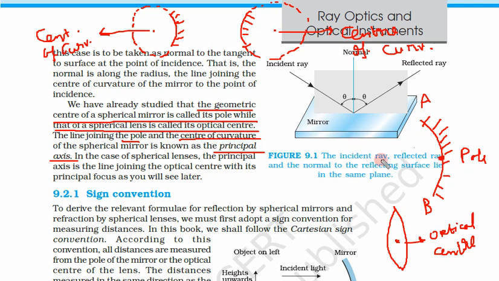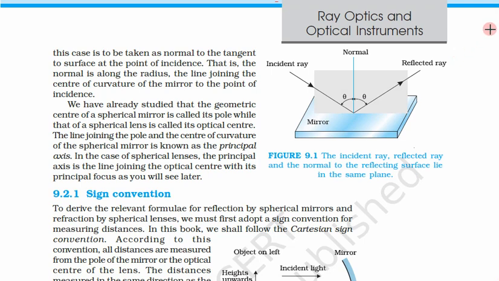Now if we have this center of curvature here, the line joining this center of curvature and this pole is called the principal axis. So this is our principal axis. And for this convex lens, again it has this pole P and this center of curvature. The line joining these 2 points, we can extend up to infinity. So this is the principal axis.